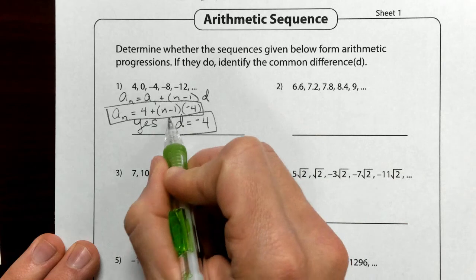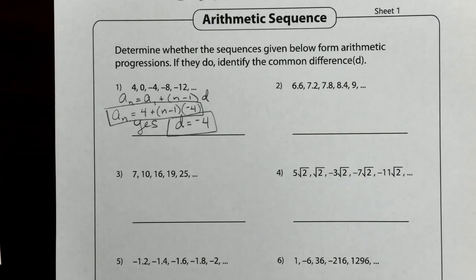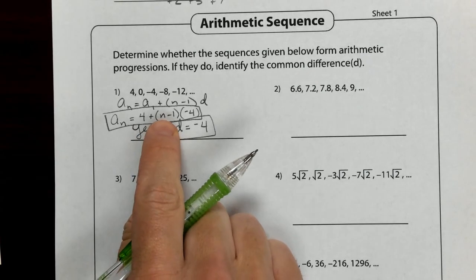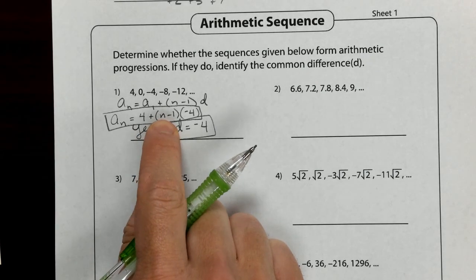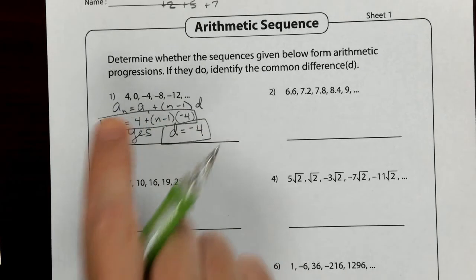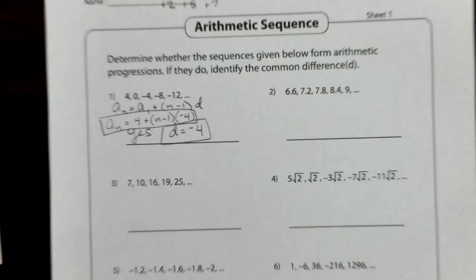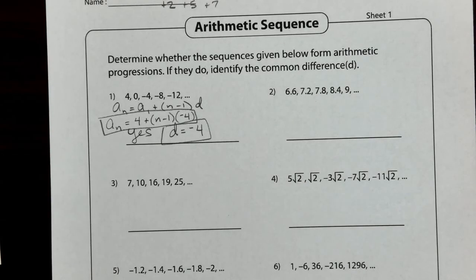There's your common difference. So I could say, hey, what's the 76th term? Well, all you have to do is take 76 and plug it in place of n right there. So 76 minus 1 is 75. Multiply that by negative 4, and then add 4. Bing, you're done. It's a whole lot easier than typing in plus 7 plus negative 4 plus negative 4 plus negative 4, 76 times. Easy breezy.